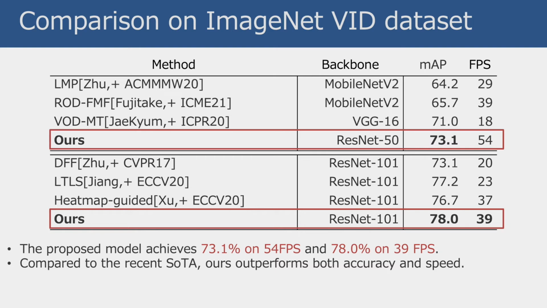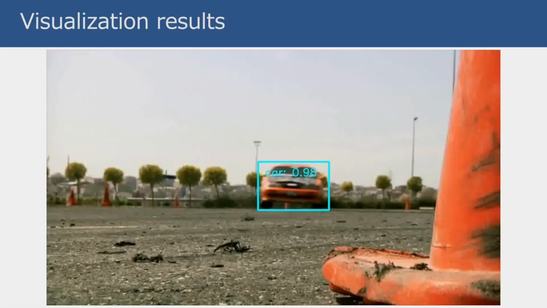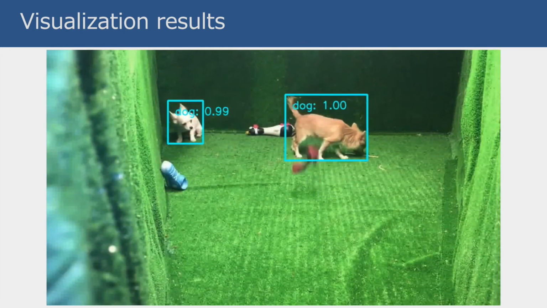First, we compare our method with real-time and online video object detection methods. In terms of accuracy and speed, the proposed method achieves the best performance. Using the same backbone, our method is faster and stronger than the latest methods. This is the visualization result. We see that it detects robustly.